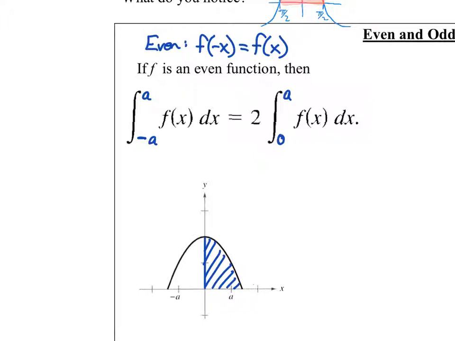Now, let's say you had a parabola, and the parabola was going from A to some B over here.